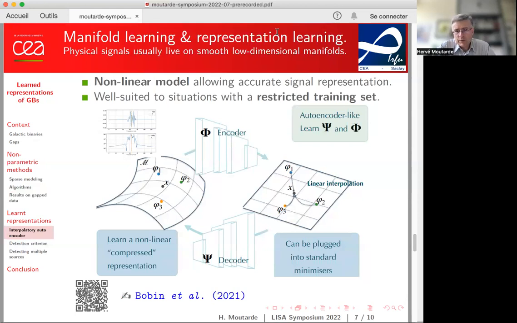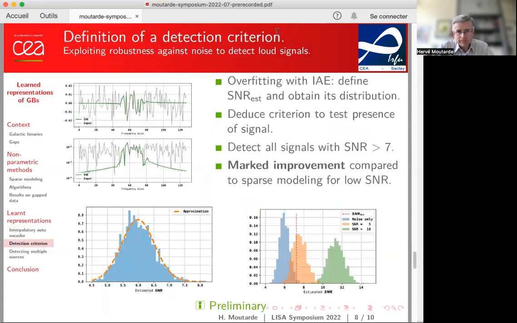And this kind of procedure is well-suited to all kinds of situations where we have a restricted training set. So let's consider that in this training set, we use a few reference points, which we call anchor points in the following. And so on the manifold of signals of physical interest, we have a nonlinear representation. We unfold this representation through an encoder and arrive at a latent space, which is a vector space where we can perform linear interpolation. Then we fold again this manifold with the decoder and go back to the physical space.